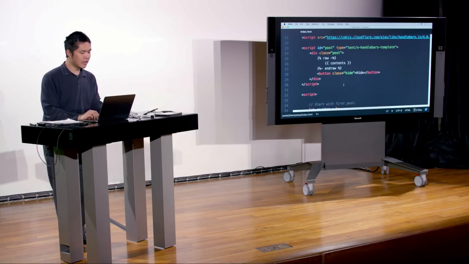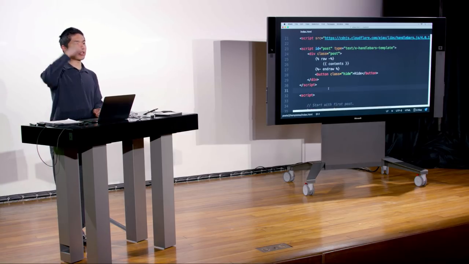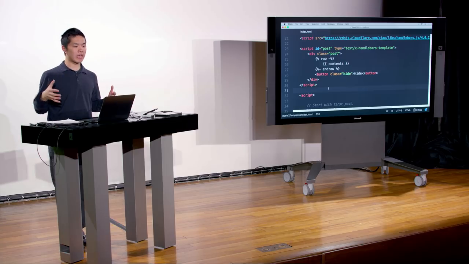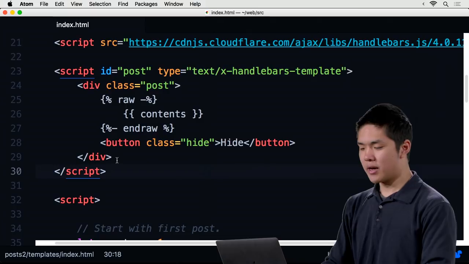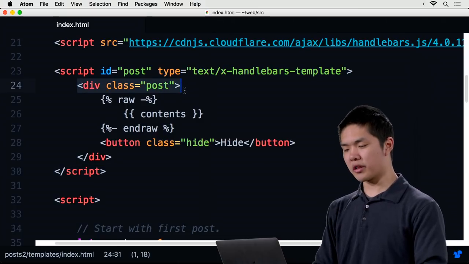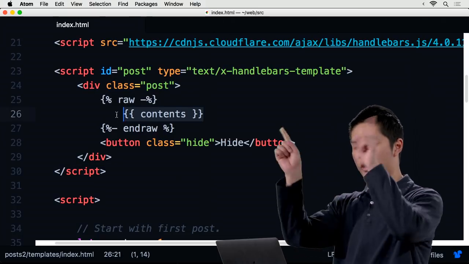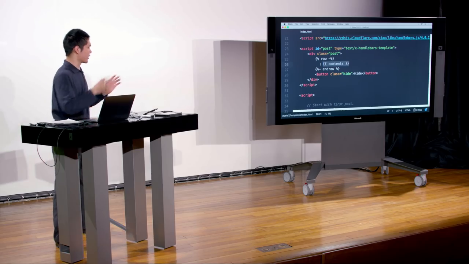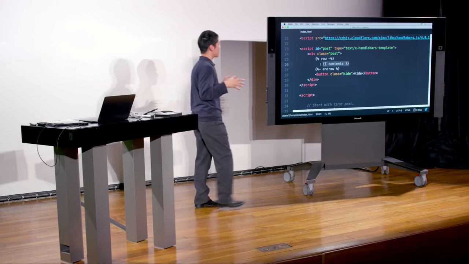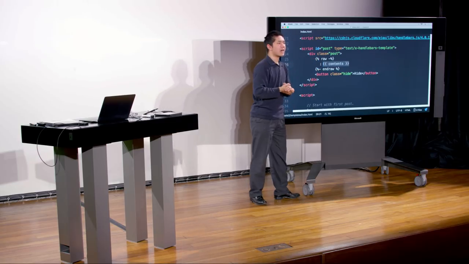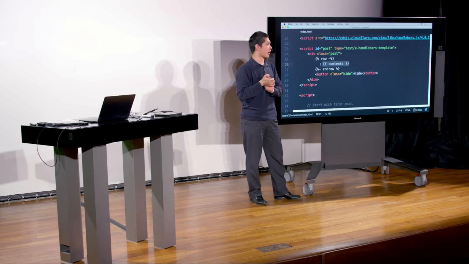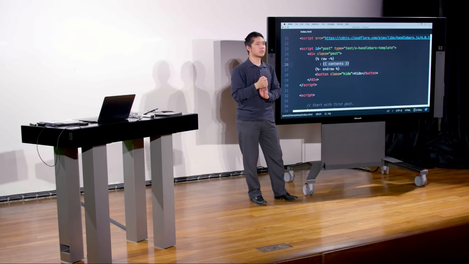Now what I have is, rather than having to create those elements using document.createElement, I just have a script template, a handlebars template that defines a div that is going to be a post, and then the contents using curly brace contents. Now, one strange thing you'll notice about this particular template is that I needed to enclose it inside of this raw block. Any ideas why I needed to do that here when I didn't before? It's a little bit subtle.